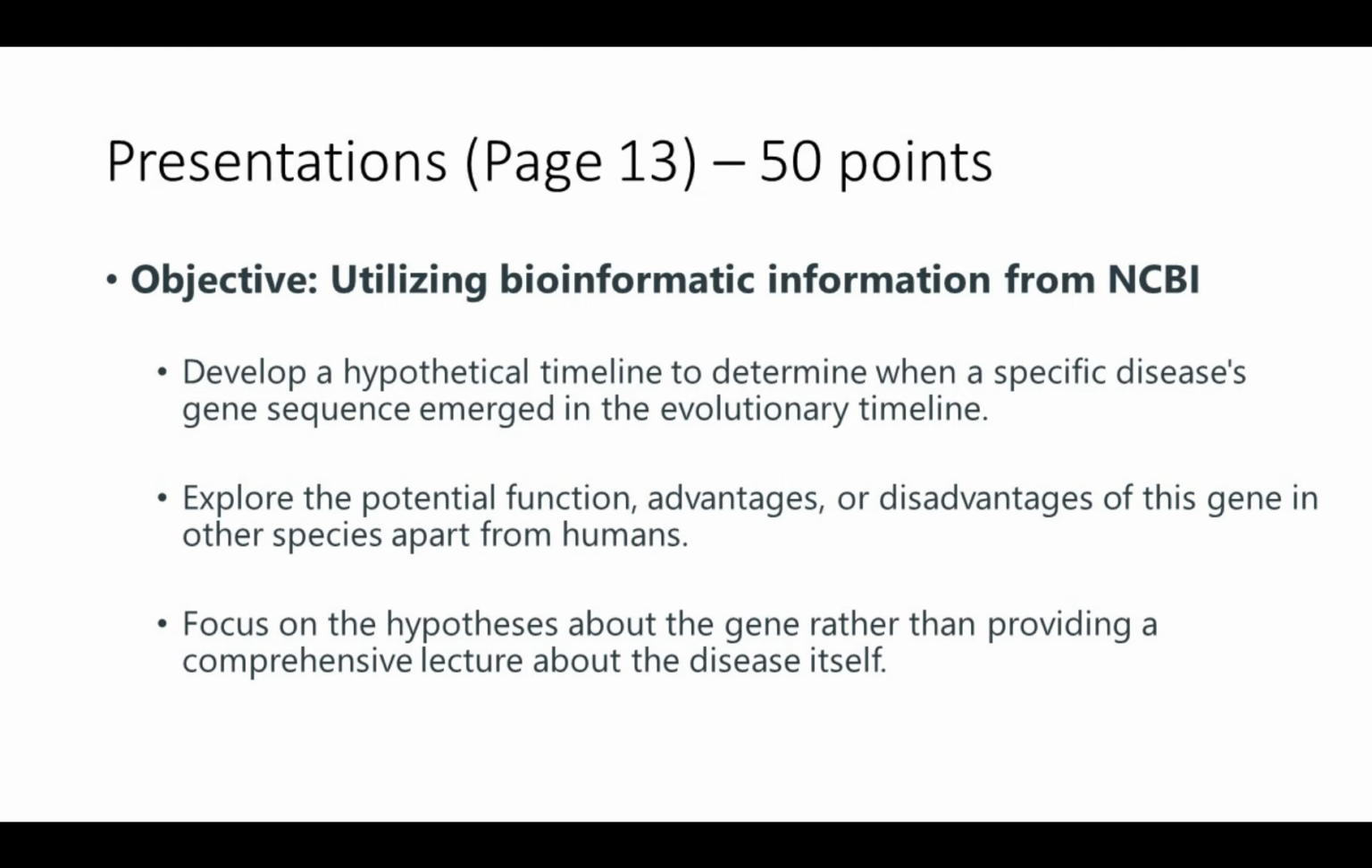Right? Each one of your genes will have something very unique. In addition to that, I want you guys to explore the potential function, advantages, and disadvantages of that particular mutation or gene in other species apart from humans. So besides humans, because you guys already have the background for it, look for the function of it in the other organism. Like, why does bacteria have a gene for Alzheimer's disease? That doesn't make sense, right? Now a lot of this is hypothetical, okay? So focus on the hypothetical stuff about the gene rather than providing a comprehensive lecture of the disease itself.